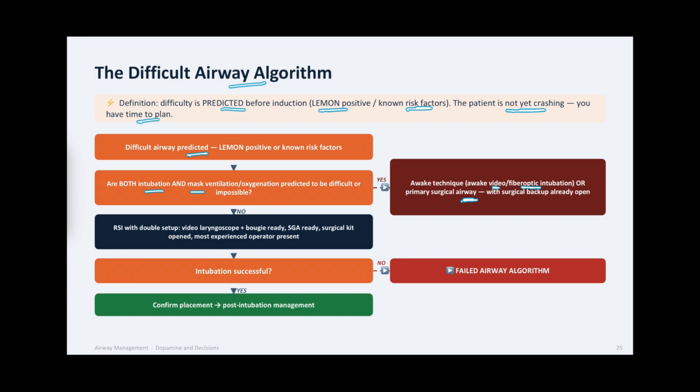On the other hand, if only intubation is difficult, go for bag mask ventilation and consider placing a supraglottic airway device. If neither is difficult, then you can go for rapid sequence intubation, but with a double setup. What is a double setup? You prepare for both intubation and the surgical airway. That is RSI with the double setup. So what are the things that are needed: video laryngoscopy, bougie ready, supraglottic airway device ready, and surgical airway kit opened before the experienced operator is present and the intubation is being attempted. If the intubation is successful, well and good, confirm the placement and go for post-intubation management.